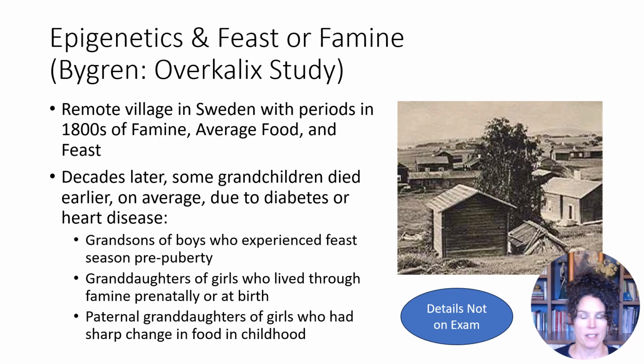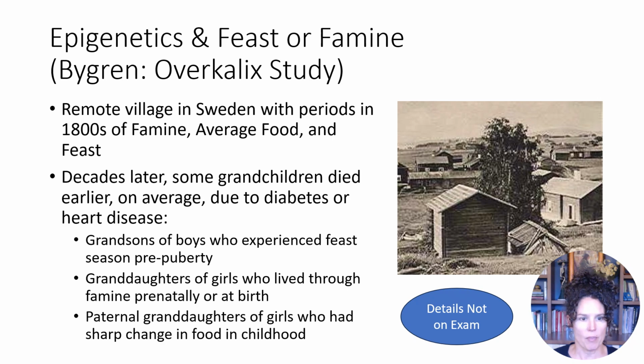So this is one of the earliest and more famous studies on epigenetics. Bygren was a Swedish nutrition researcher. And it actually took him years to get the study published because other scientists believed it was impossible. They believed experiences died with the individual and did not get passed along. But what Bygren found in this remote village in Sweden in the 1800s, that had periods of famine, average food, and feast, was that those experiences were continuing to affect the ancestors of the people who lived through those famine, food, feast decades later.